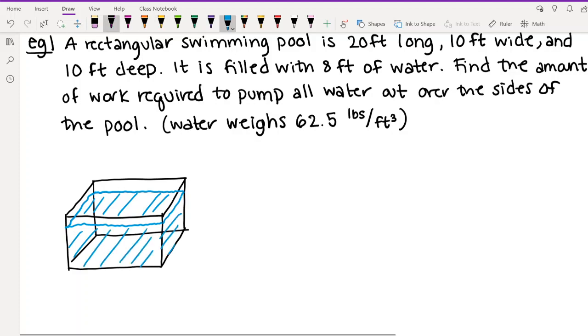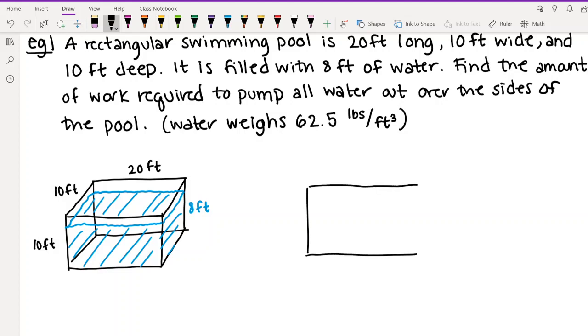And let me put in the dimensions here. This is 20 feet, this is 10 feet, and the depth is also 10 feet. But the water itself is only going to be 8 feet. If you were to look at this dead on from the side, you wouldn't really be able to get this view in real life, but if you could, you would see from the side a rectangle filled with water to a depth of 8 feet.